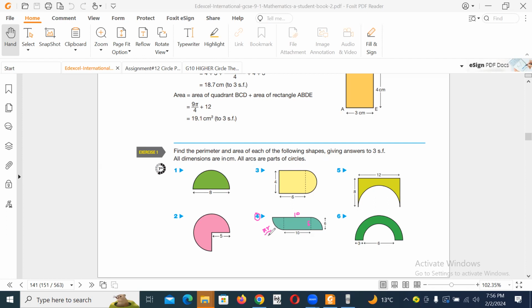Yes, pi r over 2. This part, and remember that this part is basically the radius from here to here. So the radius, we know that it is 6, so we can consider 6. Same as this part, this is also pi r over 2.